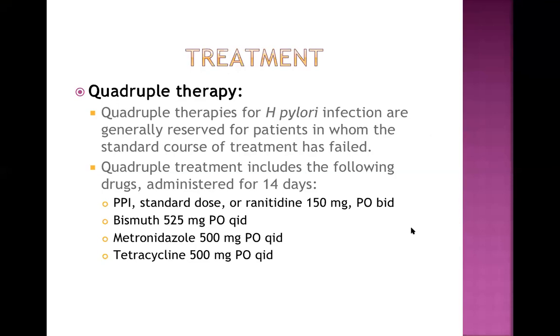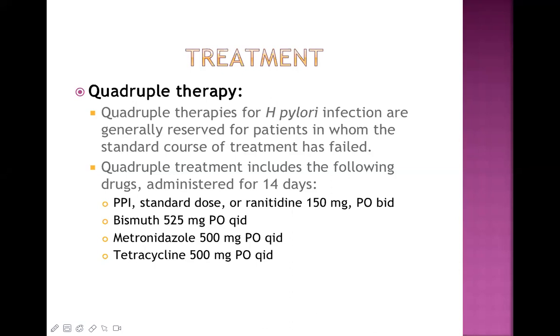If triple therapy is ineffective or failed, for example, then there is one more option which is called quadruple therapy. Quadruple, combination of 4 drugs, and they are given for 14 days. So what are those? Again 1 PPI or ranitidine, one of them, bismuth, metronidazole and tetracycline.